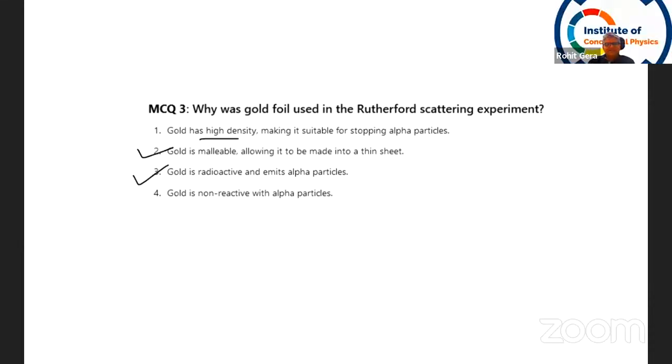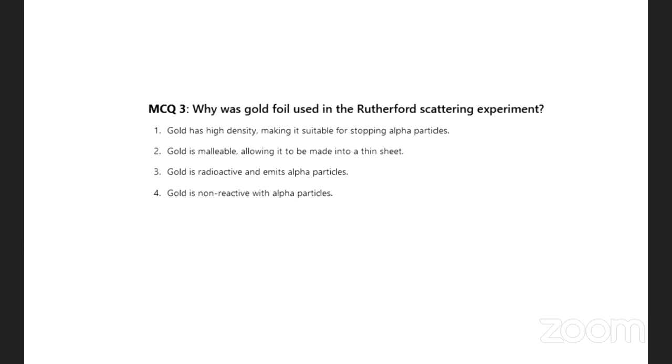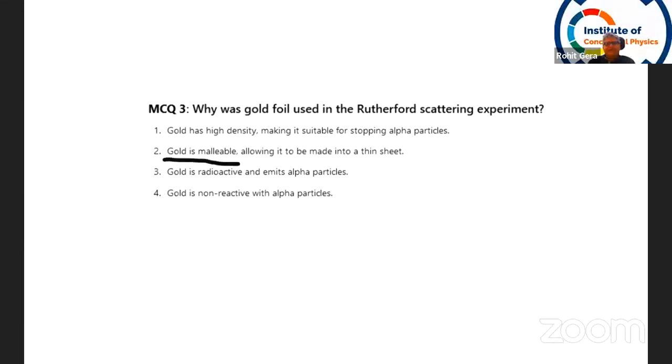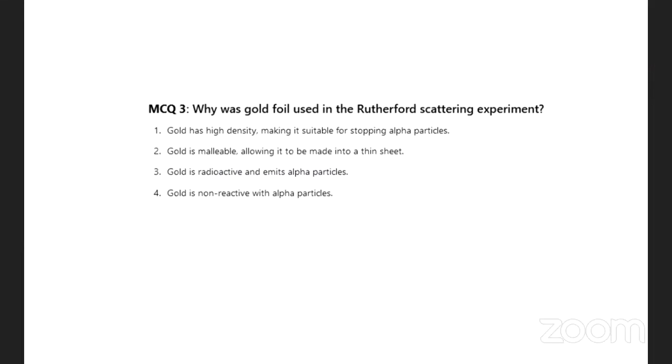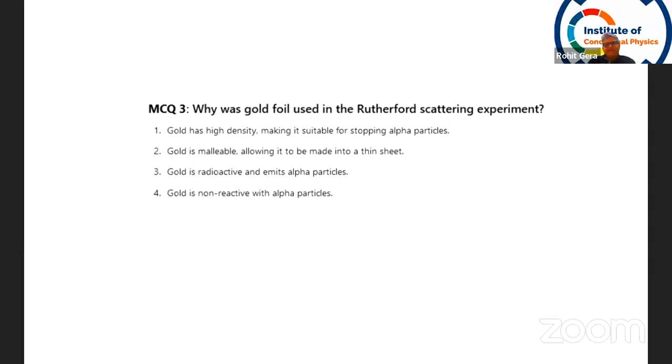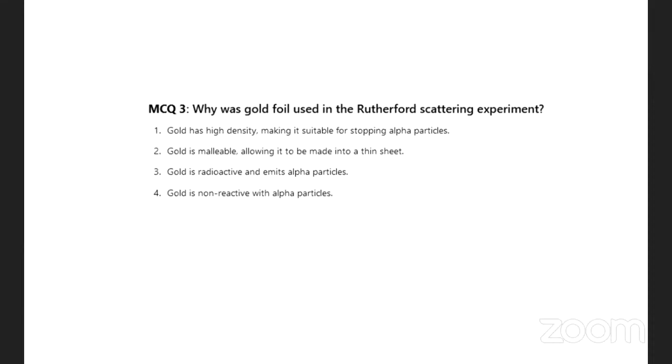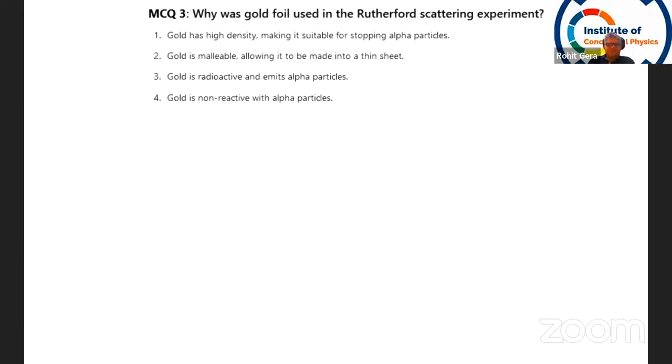Remember, gold can be easily converted into a foil, which means it's very malleable. Otherwise, you can't have a foil. So gold was used because it is very malleable. Foil means a thin sheet, right? So how do you make a foil?